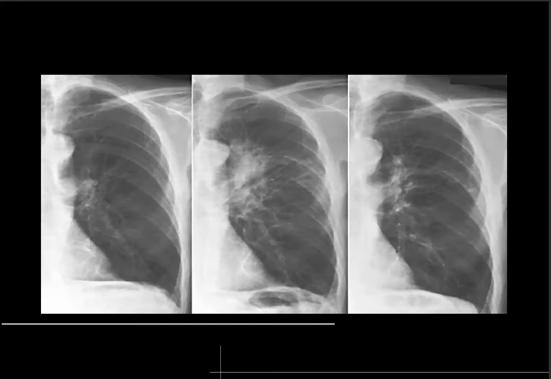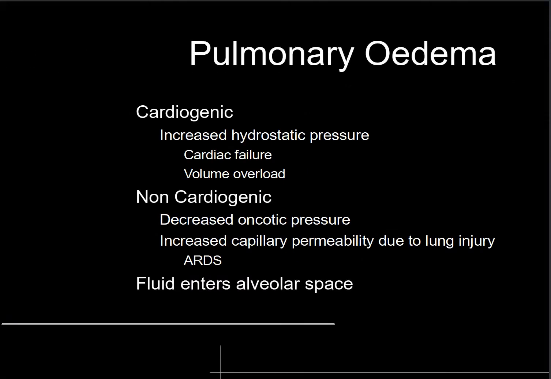So now we'll talk about another cause of airspace opacification and pleural effusions, and that's pulmonary edema. Pulmonary edema, as you probably know, can be cardiogenic, where you have increased hydrostatic pressure secondary to cardiac failure or volume overload. And it can be non-cardiogenic, where you have decreased oncotic pressure or increased capillary permeability due to lung injury, often seen in ARDS, where fluid enters the alveolar space.